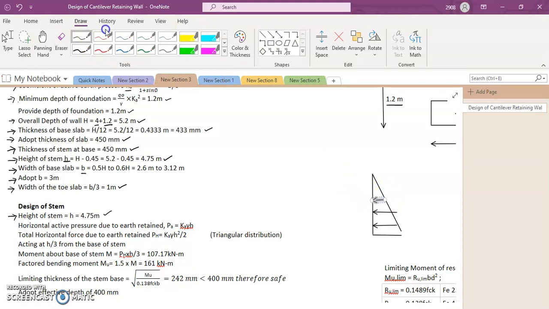It will be triangular in nature, and the intensity of it at the base of the stem will be Ka gamma into small h. So this is the intensity. Now this is the triangular distribution of the soil which is retained, and if we want to know the centroid of where it acts, it acts at 1/3 of its total height.